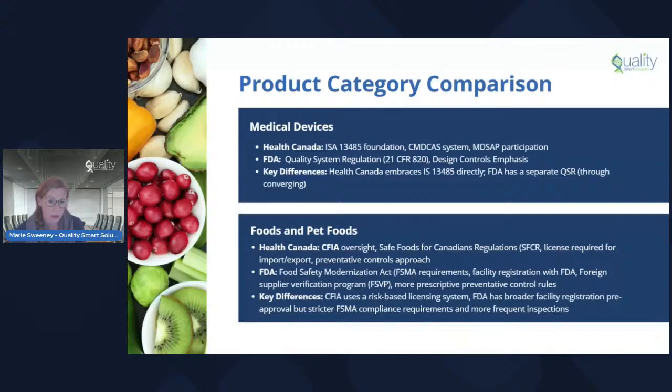The key difference being CFIA employs a risk-based licensing system, while the FDA has a broader facility registration without pre-approval, but there are stricter compliance requirements for FSMA, which covers foreign supplier verification compliance.